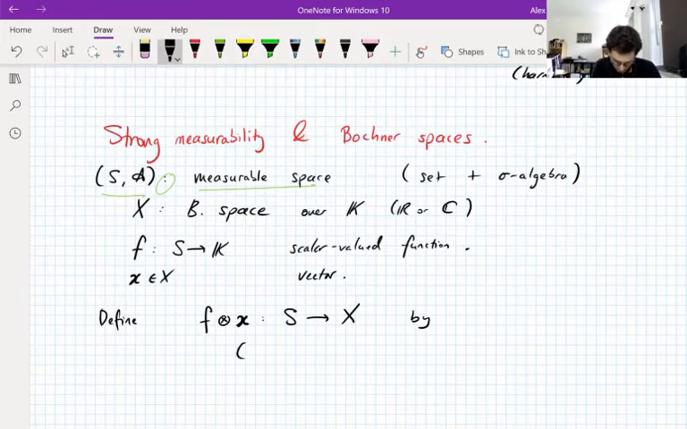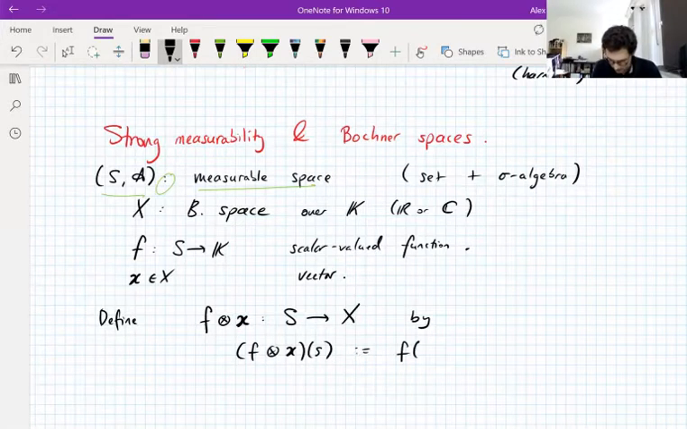We define this as follows. This is basically just taking the scalar valued function and placing it in the direction of x. So you've got your vector x and you've got a scalar valued function, and instead of the one-dimensional target that you started with, you move it into that direction.